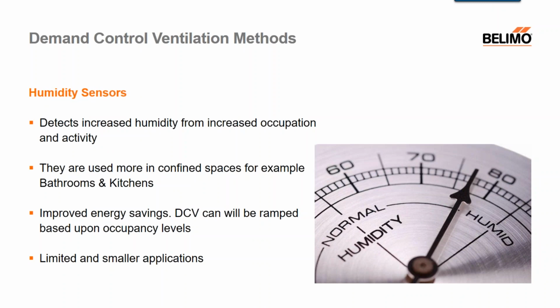Humidity sensors detect increased humidity from increased occupation and activity. They are used more in confined spaces and where moisture is present, for example, bathrooms and kitchens. This method improves energy savings as demand control ventilation can be ramped up based on occupancy levels. However, there are limited applications and this method is designed for smaller areas or zones.